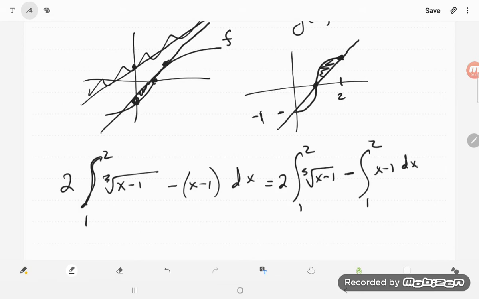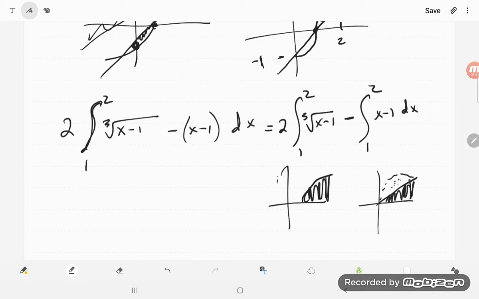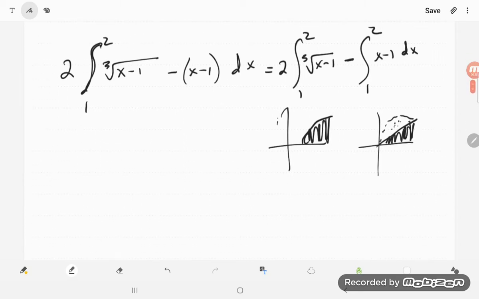So I went ahead and split up those two integrals, where notice then a way to interpret this is that this first integral, I'm finding that whole area, and then in the second integral, I'm finding that area, and the area I want is the difference of the two. I'm going to get that area in there by taking the larger area minus the smaller area. So I can think of it that way.